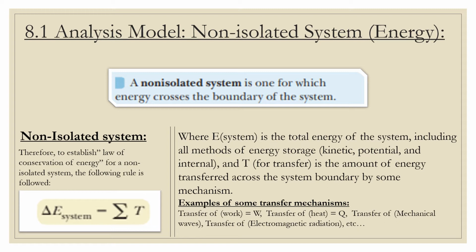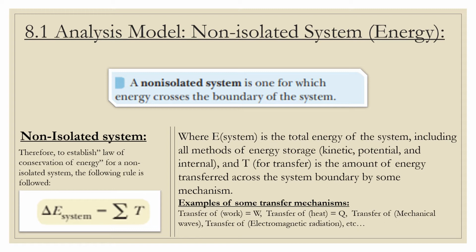So let's see the definition here. Non-isolated system, therefore, to establish the law of conservation of energy. A non-isolated system can interact with the environment, meaning I can lose energy, I can take energy. Then how can conservation of energy be established? Conservation of energy can be established by this equation: a change in the energy of the system is equal to the total transfer of energy out of the system or into the system.